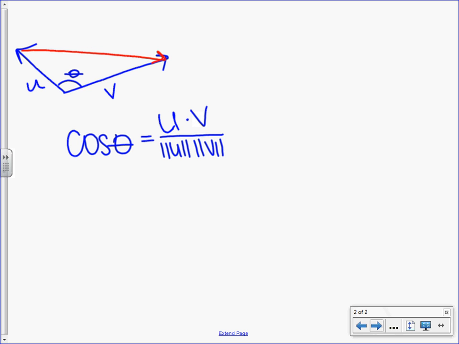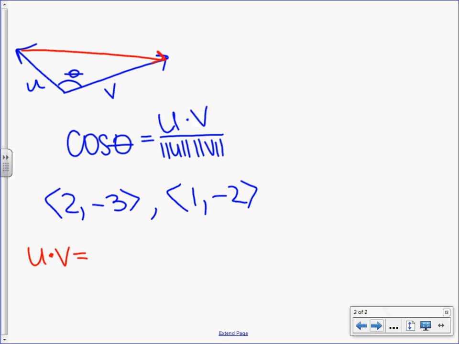I'm going to give you two vectors. Okay? So if I'm going to find the angle between these, we need two things. First of all, what is the dot product?